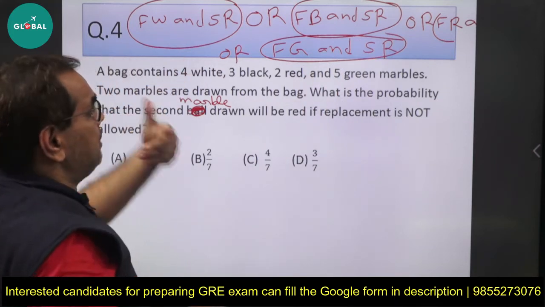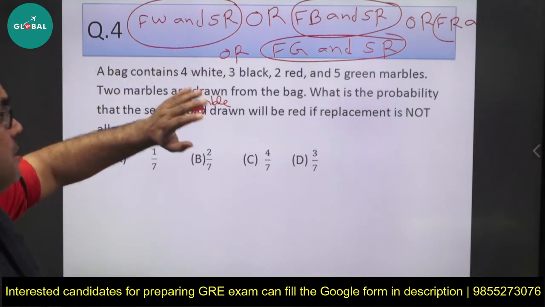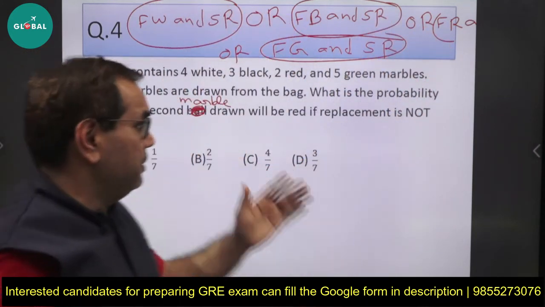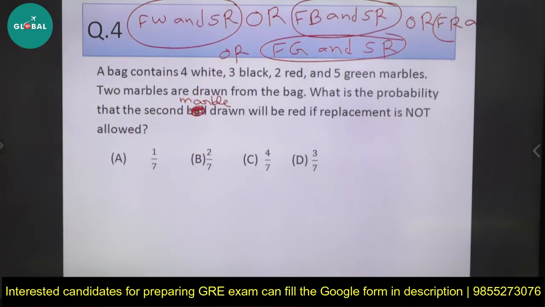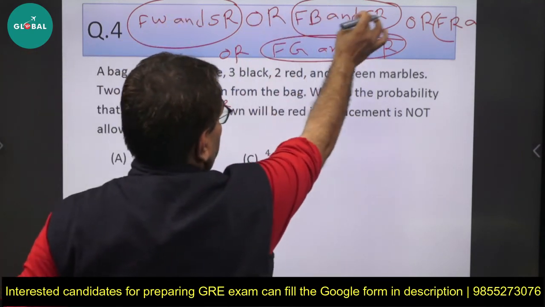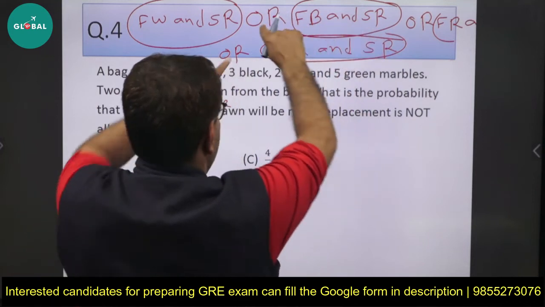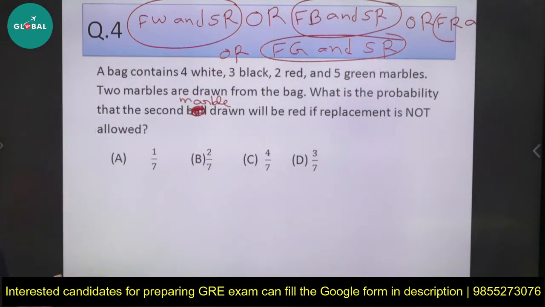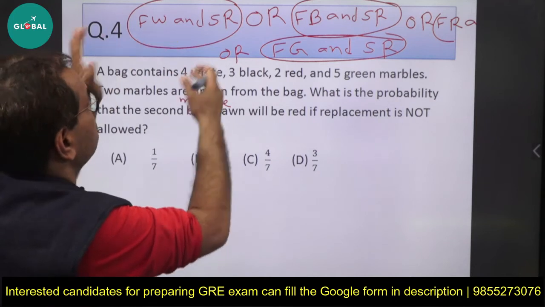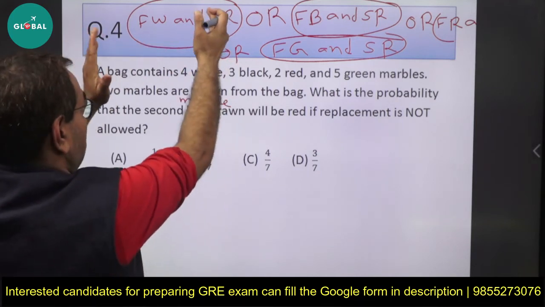And "or" means plus. Whenever we have mutually exclusive events, the probability of the union, the probability of "or", is the sum of the probabilities of the individual events. So we will add the probability of this plus this plus this plus this. If these are mutually exclusive events, then we will add. Now the probability of first white and second red: "and" means product, so we are going to use the multiplication rule here.